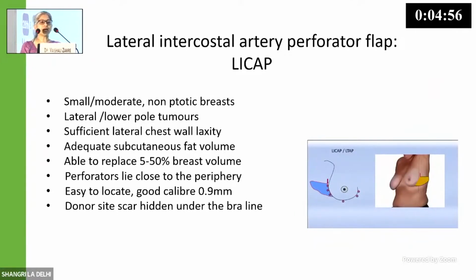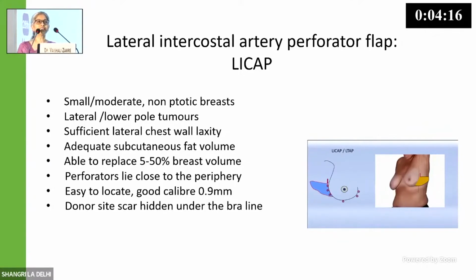LICAP is the lateral intercostal artery perforator flap. It is suitable for, again, small to moderate non-ptotic breasts, and suitable for laterally placed tumors, especially from 1 to 4 o'clock position, or 1 to 5 o'clock position on the left side, and from 5 o'clock to 11 o'clock position on the right side. Again, sufficient lateral chest wall laxity is important. If a large flap is designed with a good perforator, then the LICAP flap is able to replace nearly 50% of the breast volume. However, in the majority of patients, this is not required.